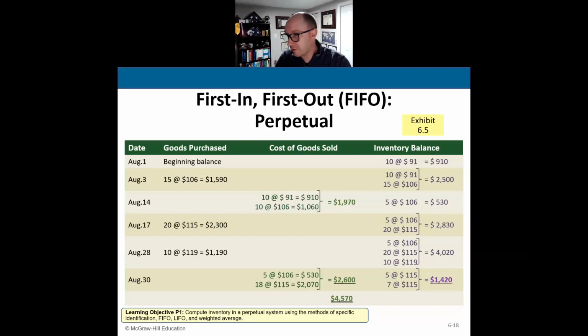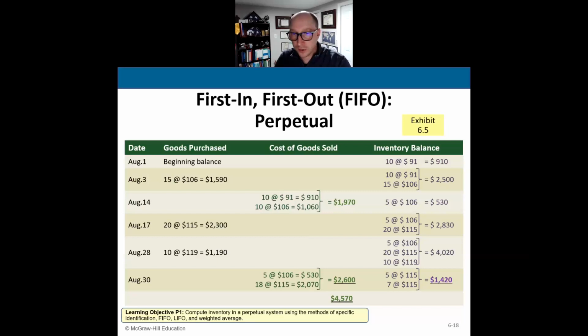You see? So on August 14th, remember, I sold 20 bicycles. I'm going to get rid of that first batch first, 10 at 91. Okay, I'm going to get rid of that first. Then I'm going to get rid of another 10 out of that 15 purchase from August 3. So I sold 10 at 106 was the cost. So my total cost of goods sold for August 14th was $1,970. I update my balance, you see. My balance remaining is 5 at 106. So I only have 5 left from that August 3rd purchase.